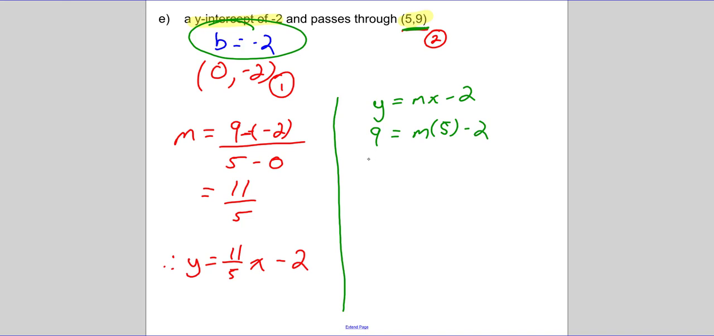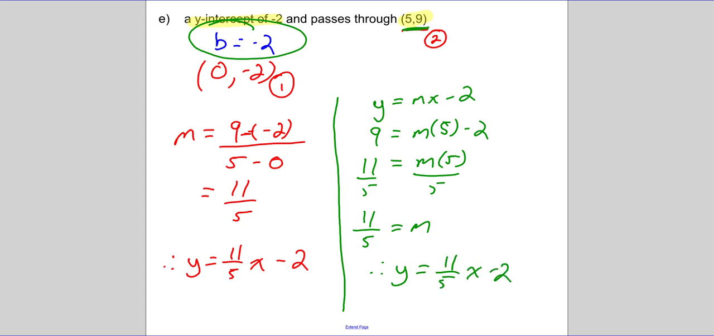So let's add 2 to both sides. So 11 is going to be equal to m times 5. Now I'll divide both sides by 5. And 11 over 5 is equal to m. So there's just a second way of finding the slope. And therefore, y equals 11/5 x minus 2. Either one of these solutions would give you full marks.